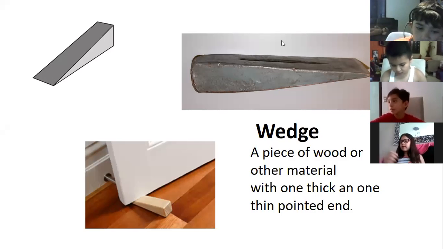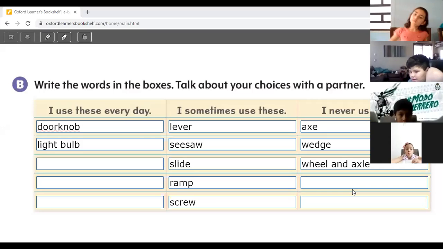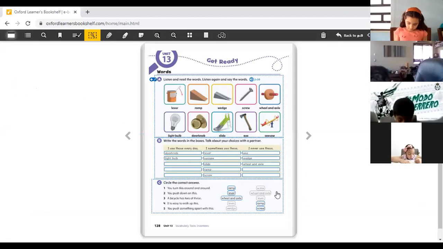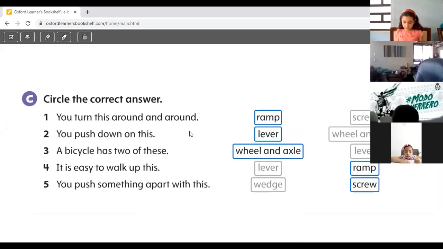Okay, let me show you again the activity from the book. Okay, you're done? Finished? Yeah, Miss. Excellent. Now, let's continue with activity C. Okay, and who wants to read? Alexa, can you read the instructions, please?